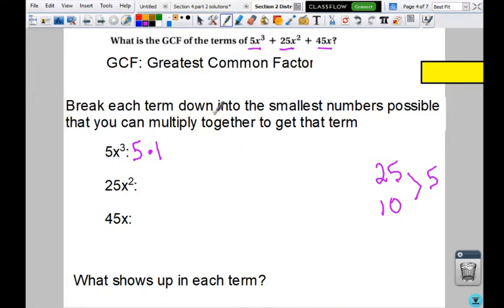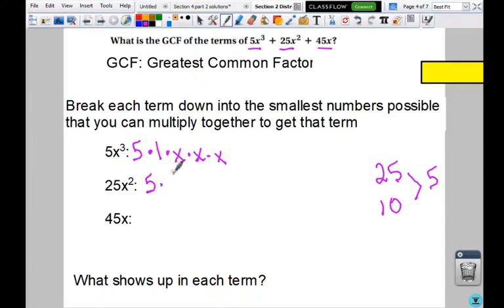Okay, how can I split up an x to the third to be something multiplied together? X times x times x. X to the third is 3 x's, right? So I'm going to go x times x times x. Like that, I split up 5x to the third. And then I'm going to split up 25x squared. How can I split up 25 to be something times something? 5 times 5, right?